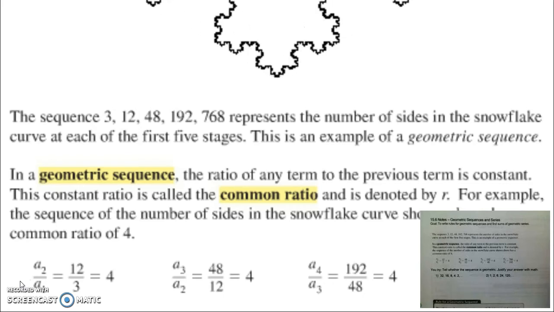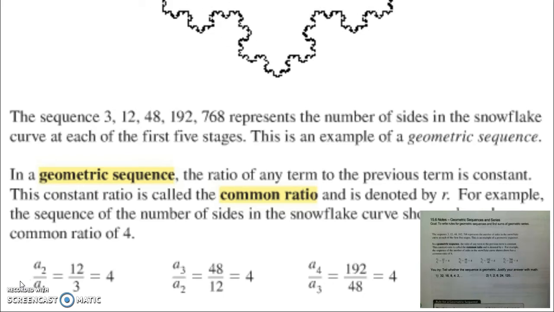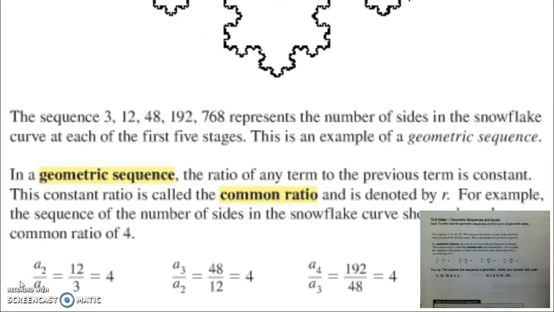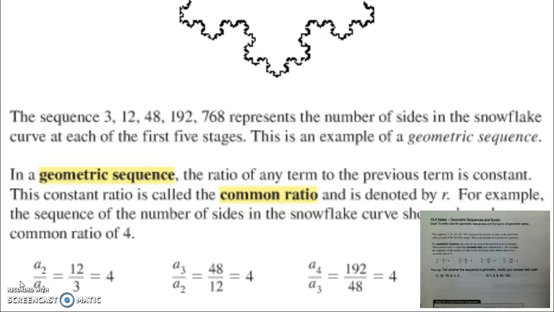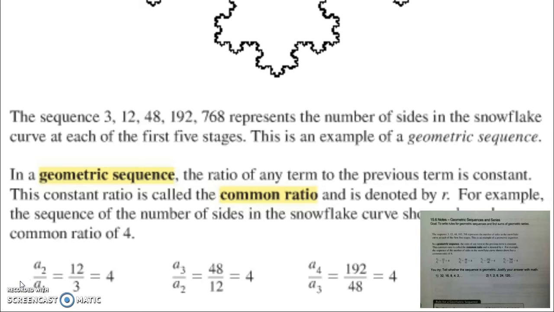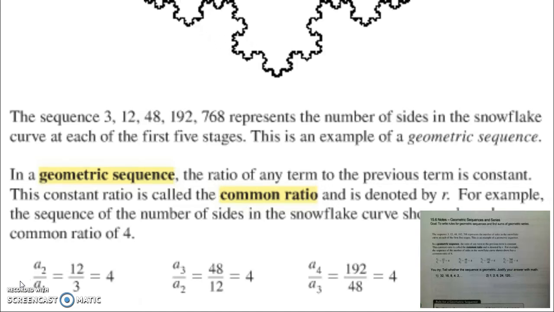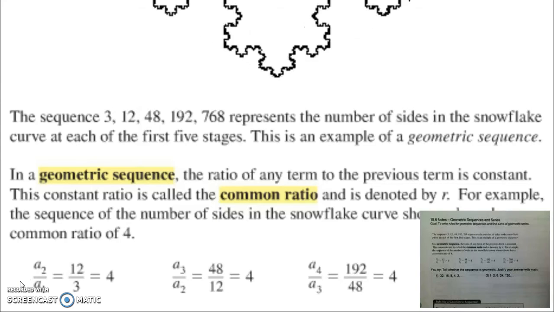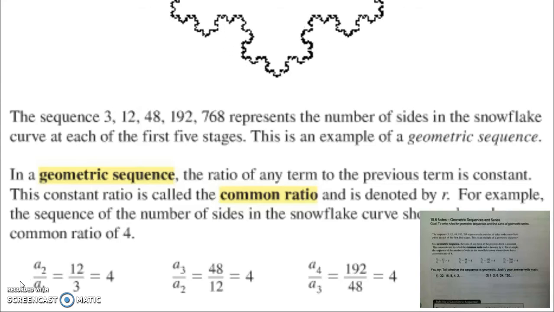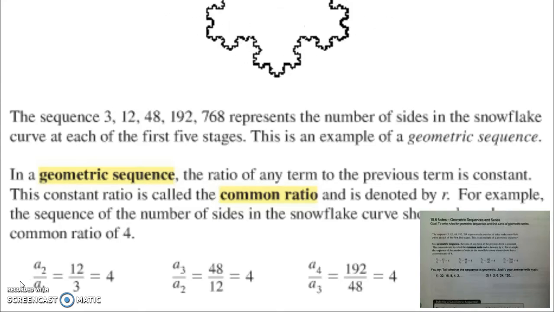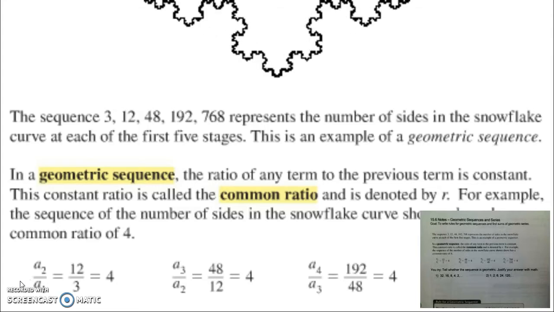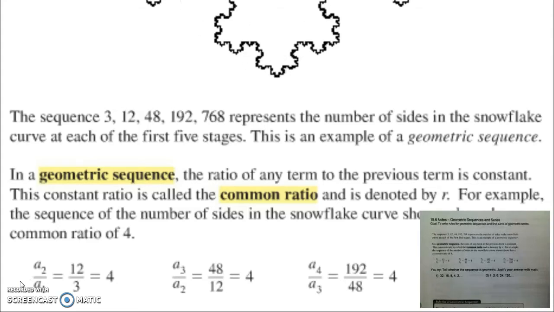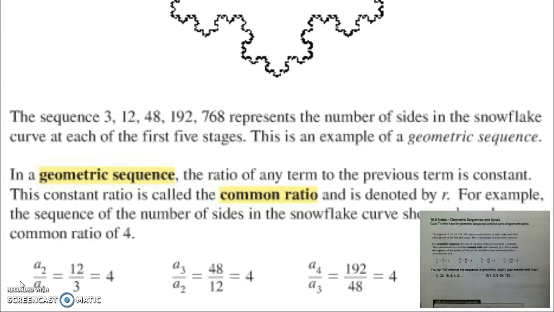The way we can determine that is by looking at the ratio of one term to the previous term. And in a geometric sequence, that ratio will be constant. It's known as the common ratio, and for our purposes today, we're going to call it r. As an example, if we look at the number of sides in the snowflake that's being animated above, the common ratio is 4. The second term of the sequence, 12, divided by the first term, 3, is 4. If I take the third term divided by the second, 48 over 12, that's 4. And on down the line we go.